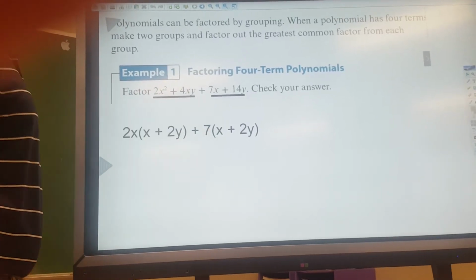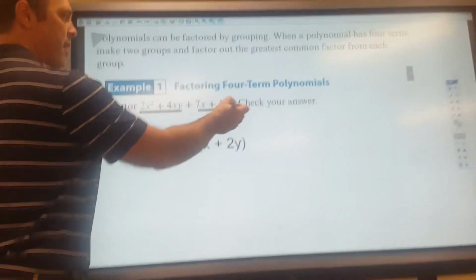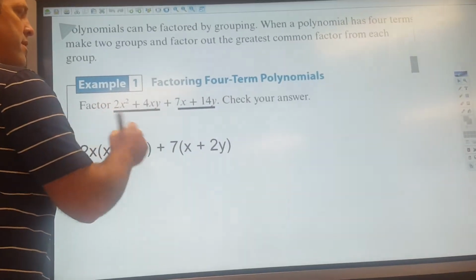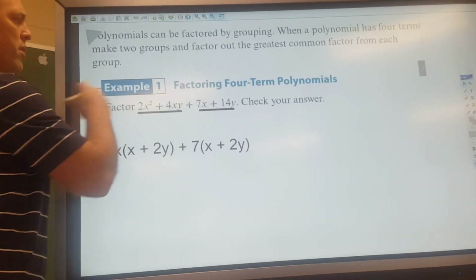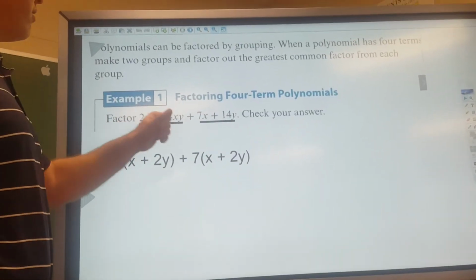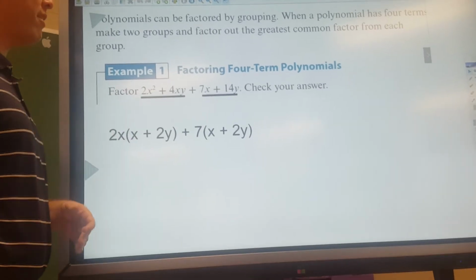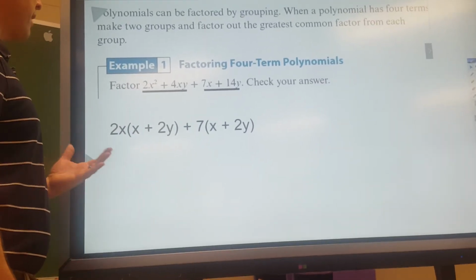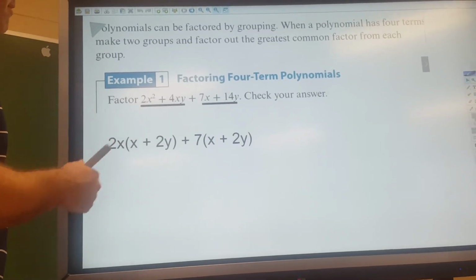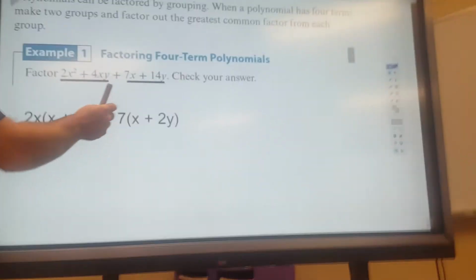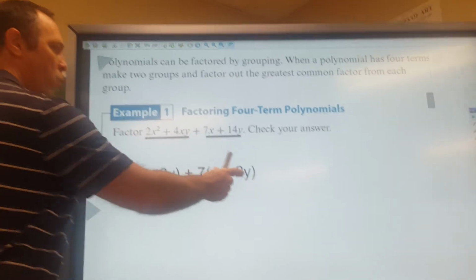All right, do the same thing with this. We're adding, so plus, take out a factor of 7. What do we have left over? A factor of x plus 2y. If I were to distribute, it's the same thing. We're just using this process of factoring, which will make things easier later down the road. Now we look at this. They both have a factor of x plus 2y.